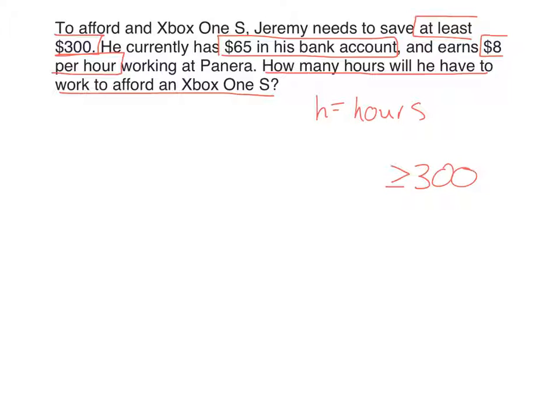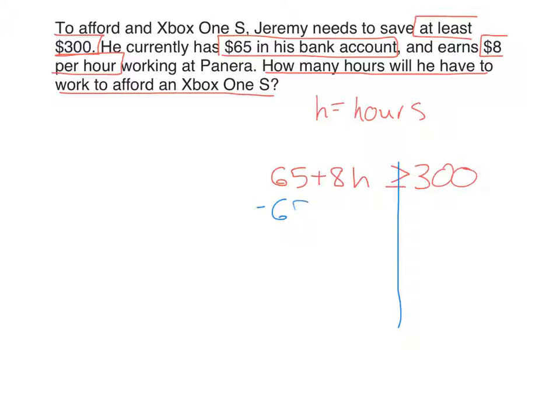Now, the amount of money that he has is going to be on the left side. We know he has $65 currently, and he earns $8 per hour. So that's going to increase by $8 times the number of hours that he works. So here we have our inequality that we can set about solving. We'll draw our line down through the inequality to separate the two expressions.